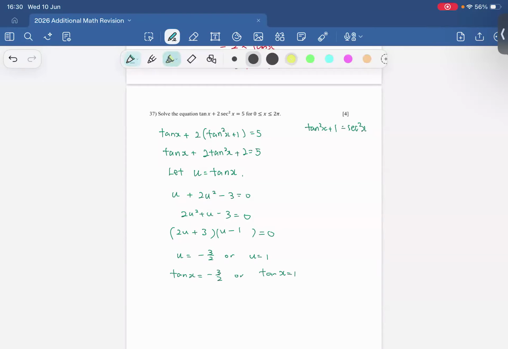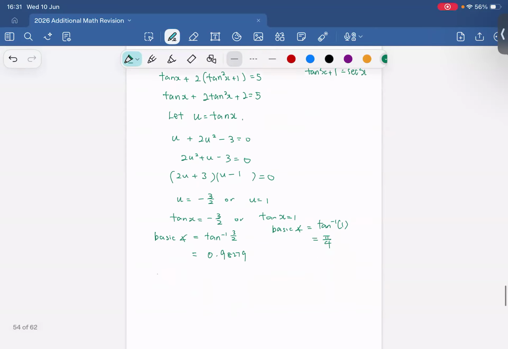Okay, remember to take note of the range of x. So now we find the basic angle. The basic angle for this will be tangent inverse 3 over 2. Remember do not put the negative inside. And we are working in radian. So this equals 0.98279. You must know that this is a special angle: tangent inverse 1 will give me pi over 4.